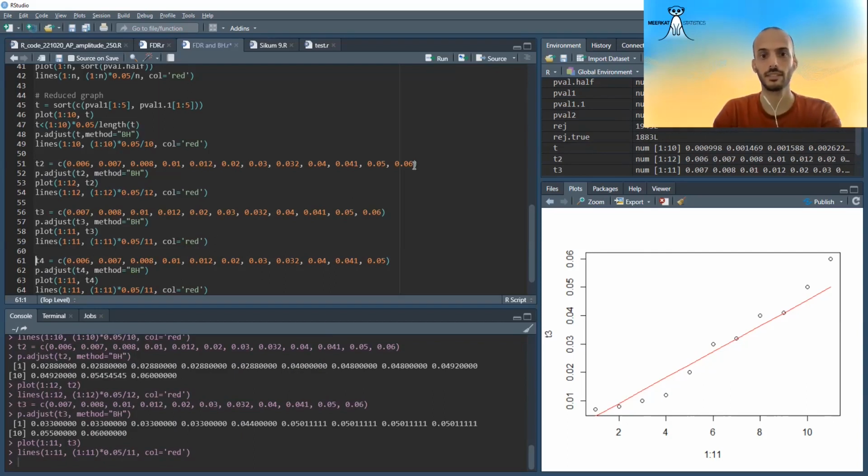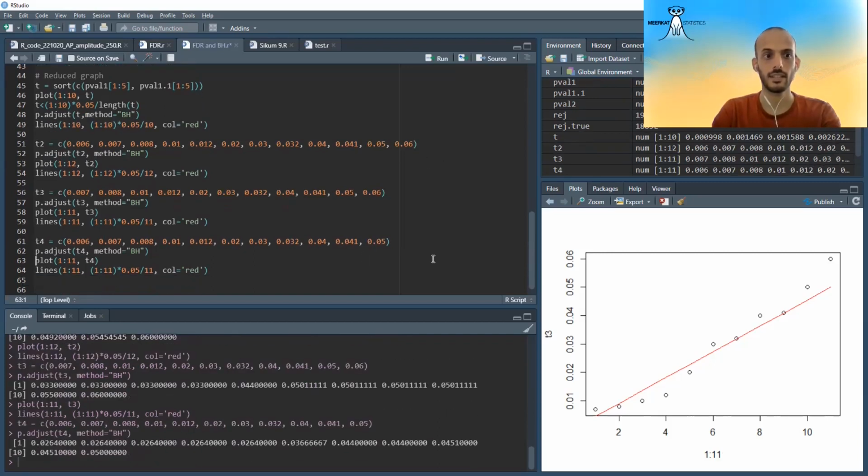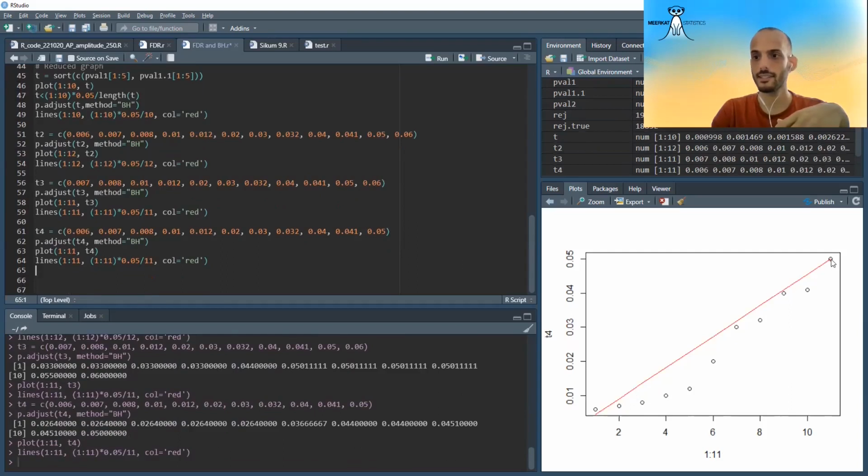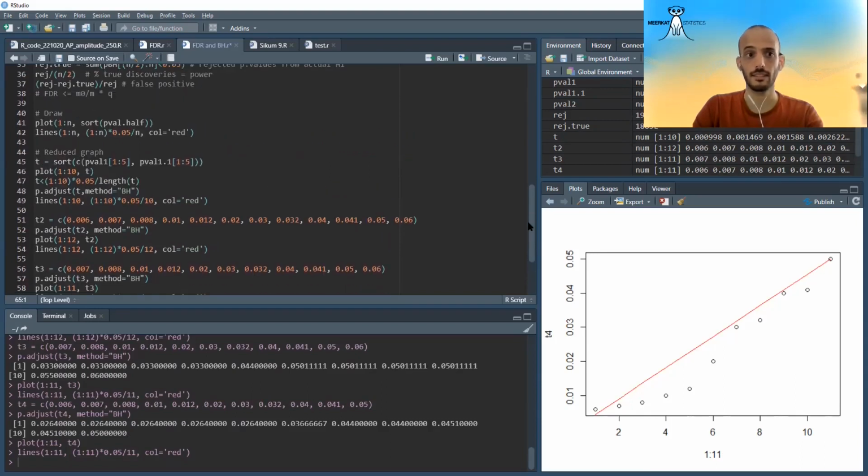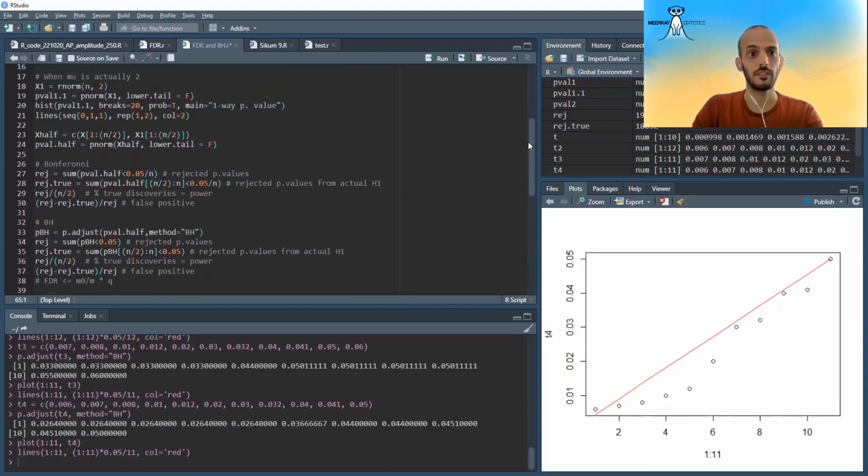What happens if we took away the largest number? If we took 0.06 out, then now this dot is actually below the line, and all of our 11 hypotheses are rejected. Okay, so this is just to give you a little bit of intuition about what the Benjamini-Hochberg method does, and also how the Bonferroni method works.